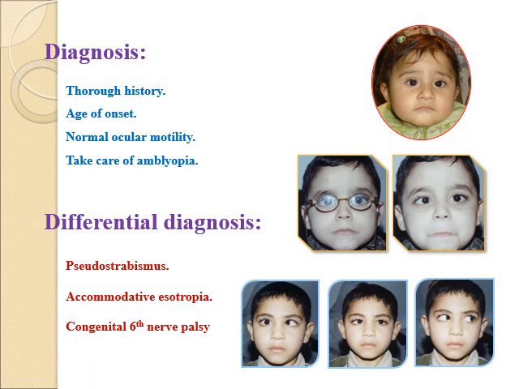Don't forget congenital sixth nerve palsy as one of the causes of esotropia. Note the limitation of movement of the affected eye towards the temporal side. This is a congenital sixth nerve palsy. Good luck.